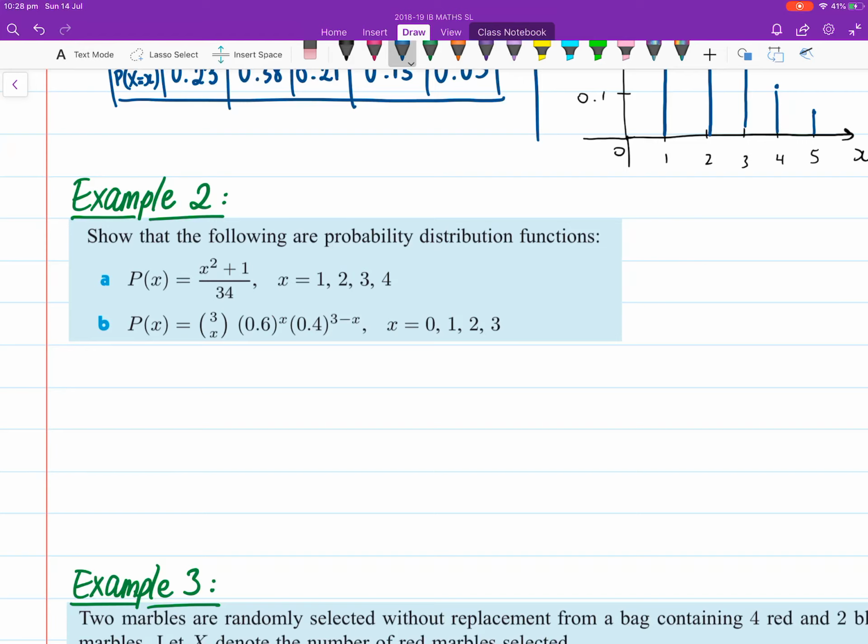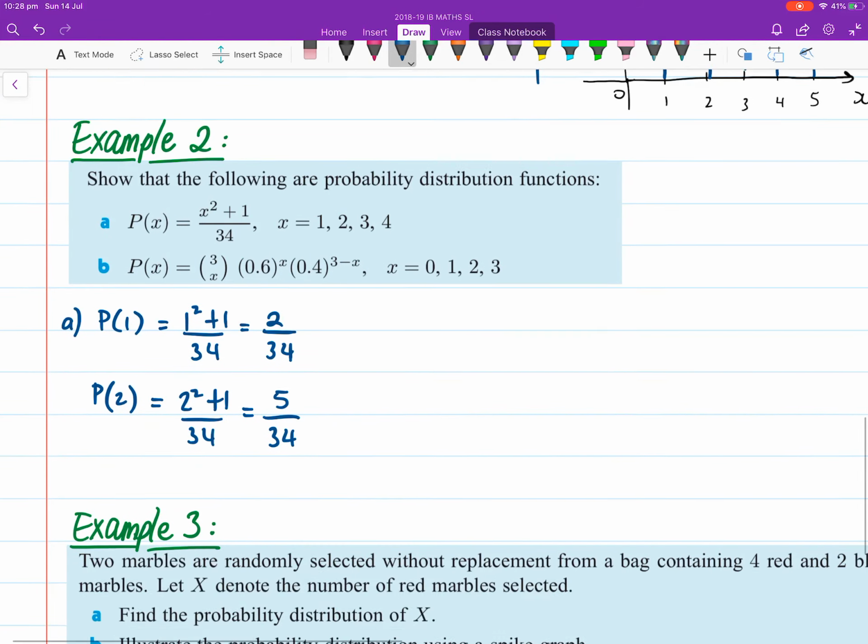It just says to show that it's a probability distribution function, and it tells me x equals 1, 2, 3, and 4. Okay, so let's actually sub it in first. That'll give us the probability for each event in the sample space. So if I put p(x), think of your function notation, p(1), I'm just going to sub in 1 squared plus 1 over 34, so that's 2 over 34. Then we've got p(2), so 2 squared plus 1 over 34, which is 2 squared is 4 plus 1 is 5 over 34.